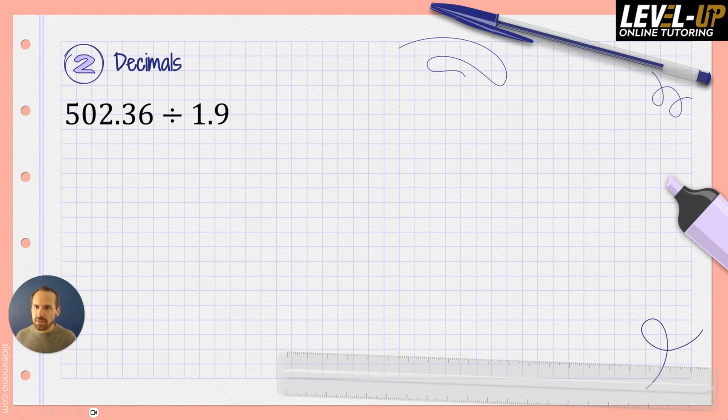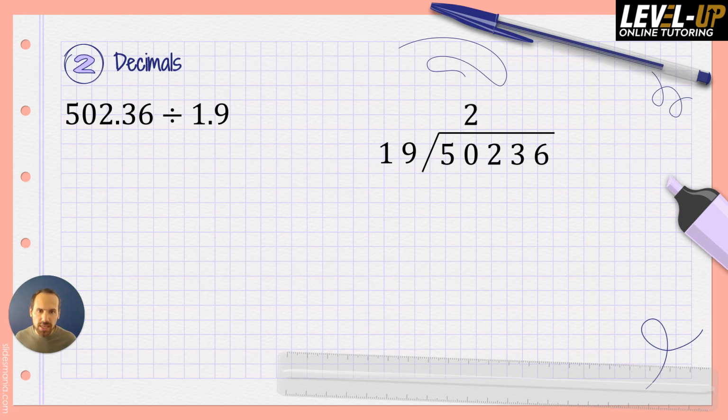So we have something like this, and we're trying to do 502.36 divided by 1.9. Again, forget the decimal points and we do the division as normal. Here, we're dividing by a two-digit number, so it's a bit more complicated, but the same rules apply. Like we do 50 divided by 19 gets 2 with a remainder of 12. Make sure you put those place values in the right place.